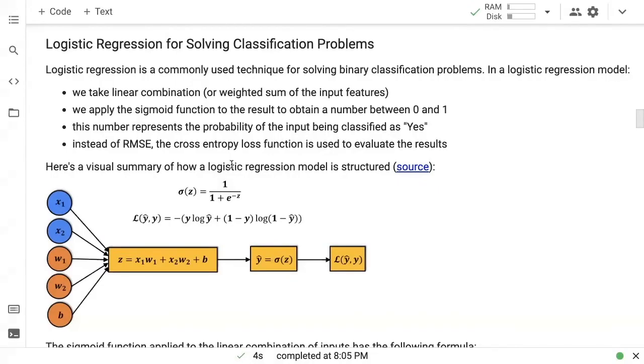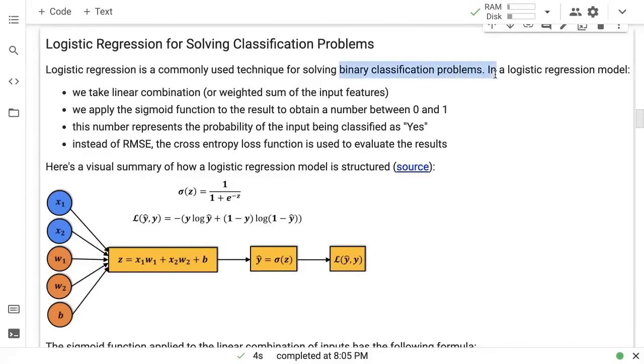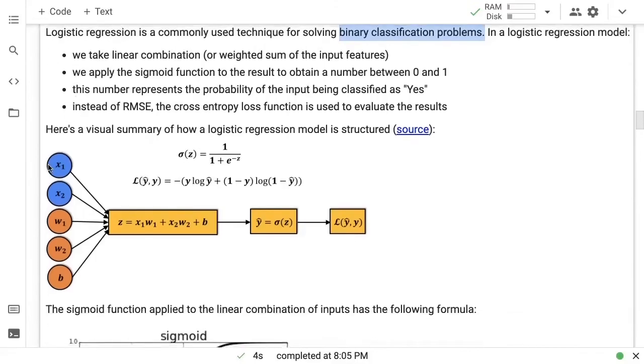So for classification problems, similarly, the technique that is often used is called logistic regression. And specifically for binary classification problems, which is the kind of classification problem we're looking at today, just a yes-no classification. So in a logistic regression model, we start out the same way. We take a linear combination or a weighted sum of the input features. So let's say if we just look at today's temperature and today's rainfall, and we want to use those to predict whether it will rain tomorrow or not.